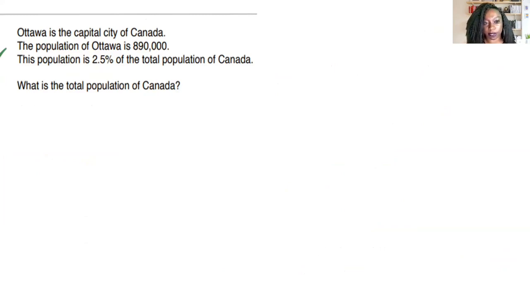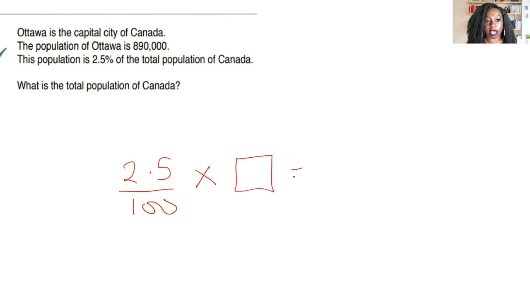Ottawa is the capital city of Canada. The population of Ottawa is 890,000. This population is 2.5% of the total population of Canada. So in essence, they're saying 2.5% of, which is your times, of the population. We don't know what the population is. 890,000, okay? Now, we don't know what the population is.